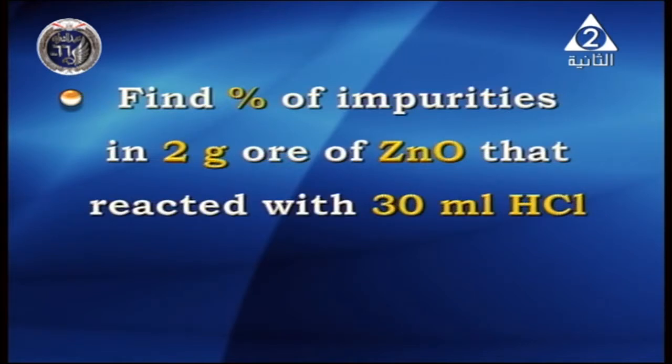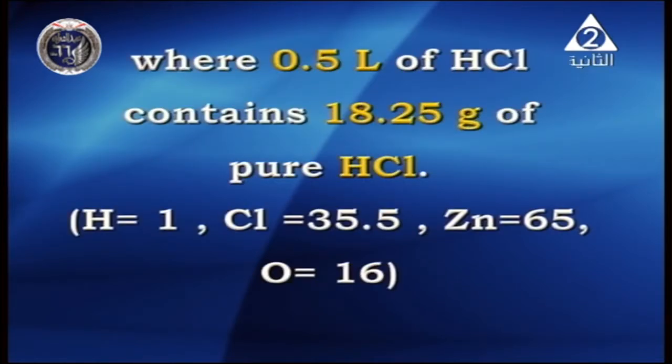Next problem. Find the percentage of impurities in 2 gram ore of zinc oxide that reacted with 30 milliliter hydrochloric acid, where 0.5 liter of hydrochloric acid contains 18.25 gram of pure hydrochloric acid, where the atomic mass of hydrogen equals 1, chlorine equals 35.5, zinc equals 65, and oxygen equals 16.